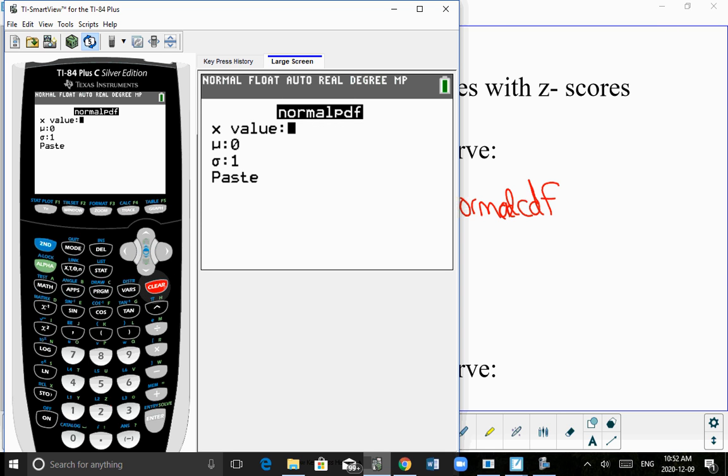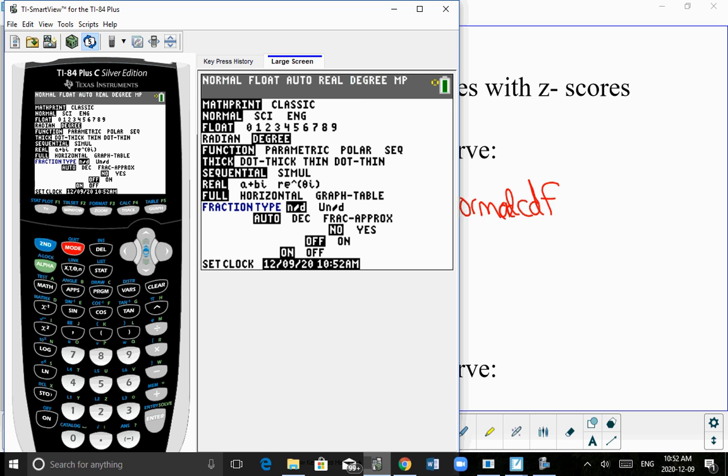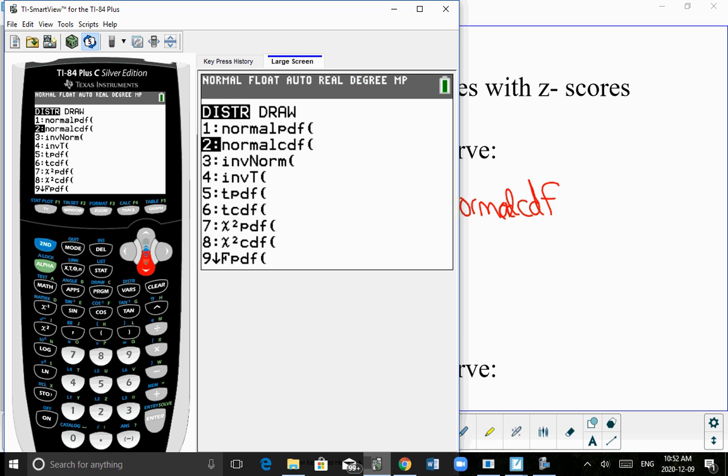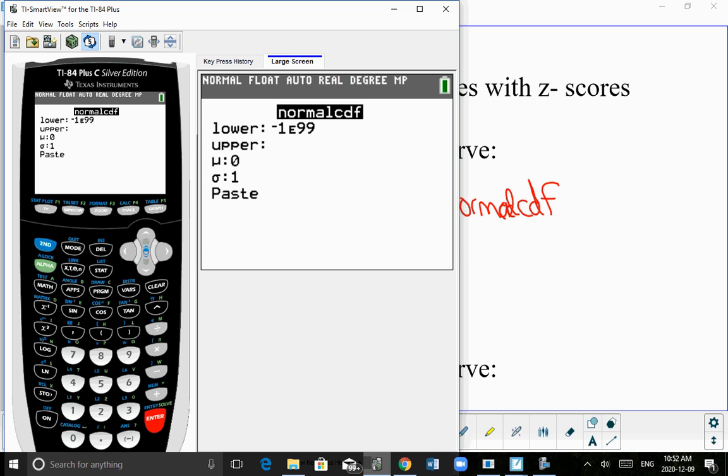Whoops. Okay, why is this not working? Quit out. Okay, so second vars, normal CDF. Okay, so there we go.